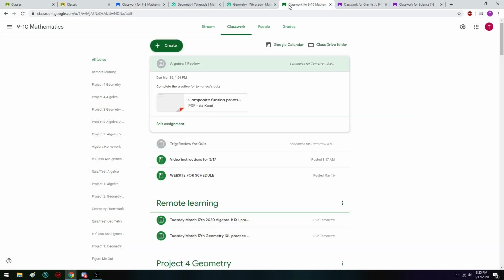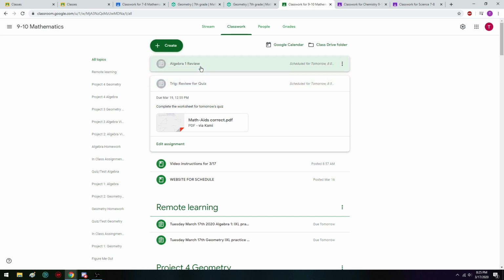For 9-10, you guys have a worksheet to complete for me today. Please complete both of these worksheets. It is in Kami, so you might need to make an account for it. It should be free for you guys. You should be able to make an account and edit the document on that platform.